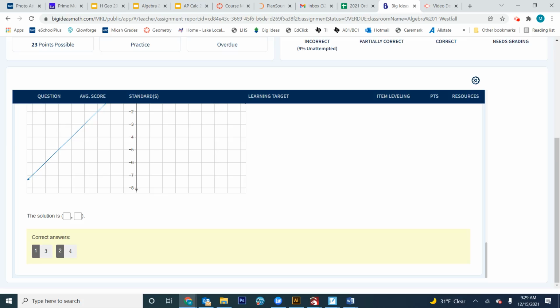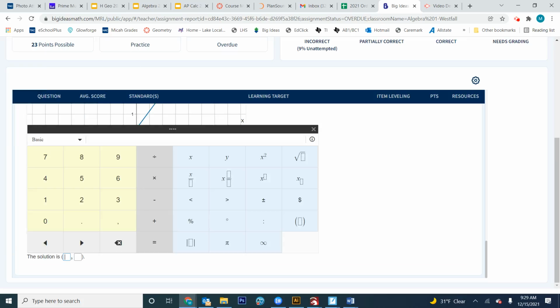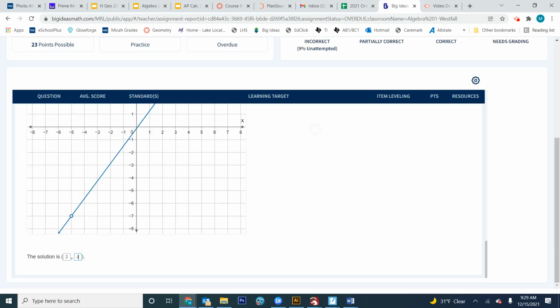The solution? Well, here it says 3, 4. Just type in 3, 4. I guess I didn't see that there. I was just looking at the boxes. Okay. Was everybody okay graphing? Yes?